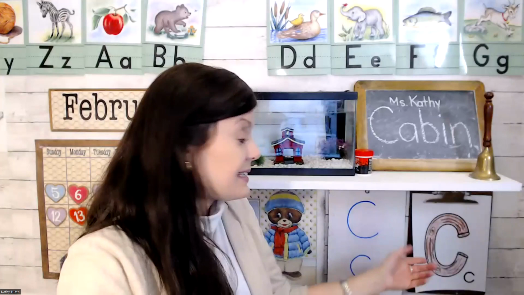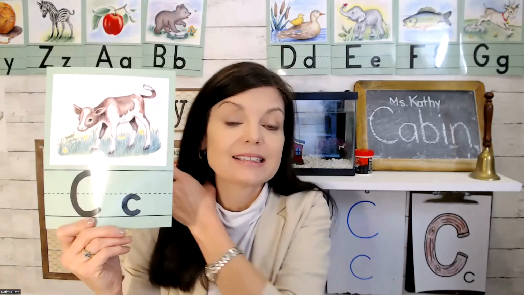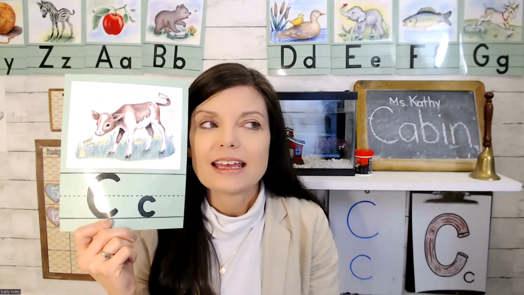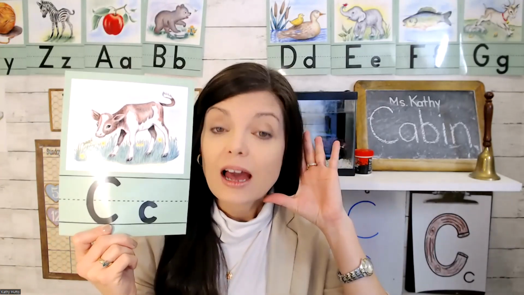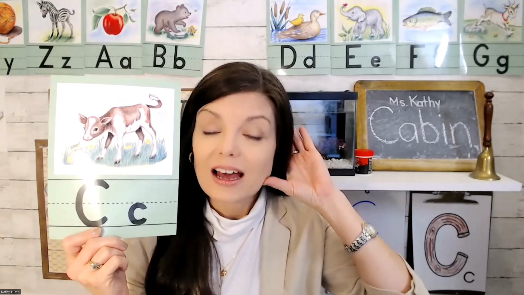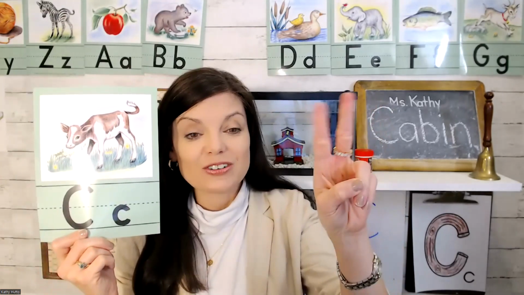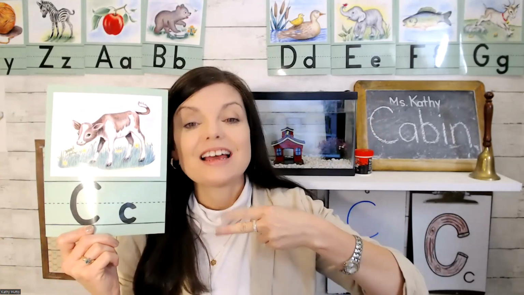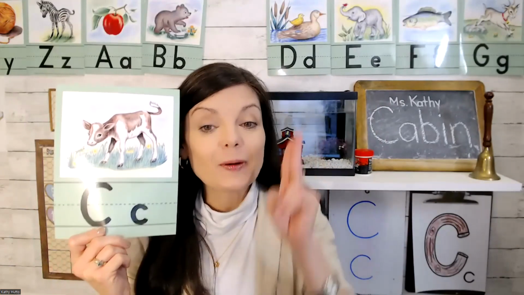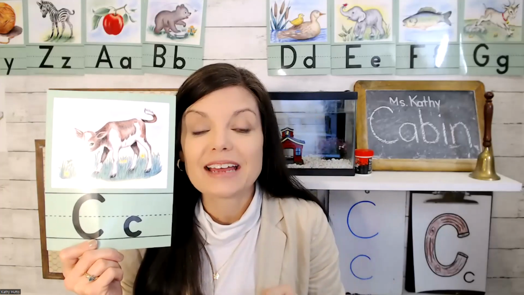Well, now that we know what C looks like and we know how to write it, it's time to talk about the sound that C makes. Letter C makes this sound. Can you make that sound too? Letter C makes the sound as in cut. You can pretend that your fingers are scissors. You can pretend to cut. You could even take scissors and paper and just cut some little pieces like this as you make that letter C sound today to practice.